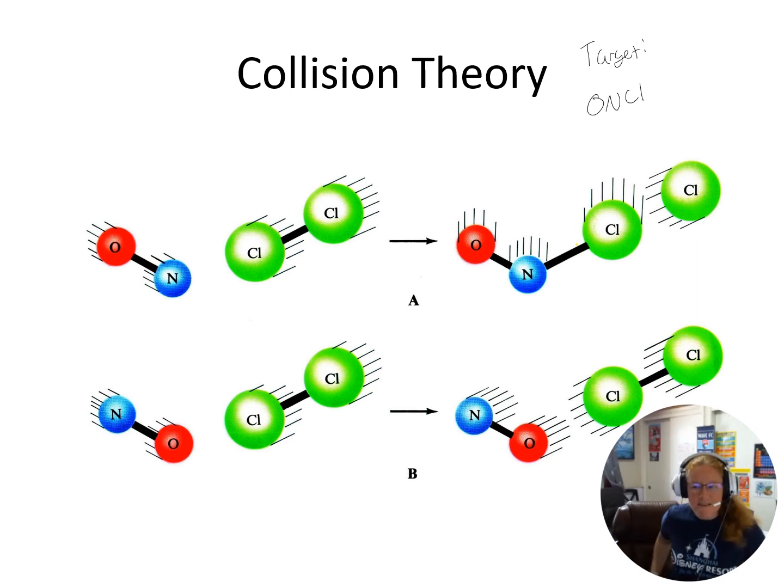But if I'm oriented a different way, if my nitrogen monoxide comes in and the oxygen bumps that chlorine, well, they're just going to bump off each other. It's not going to happen because the wrong things collided. So let's take a look here.